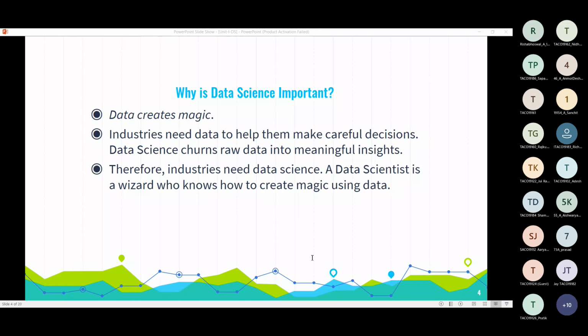So industries need data to help them make many of their decisions. Data science churns raw data and turns it into meaningful insights. It turns it into wisdom. It turns it into knowledge. Therefore, industry needs data science. The data scientist, we can call them a wizard, the one who knows how to create magic using data. So these data scientists are also known as wizards, correct?